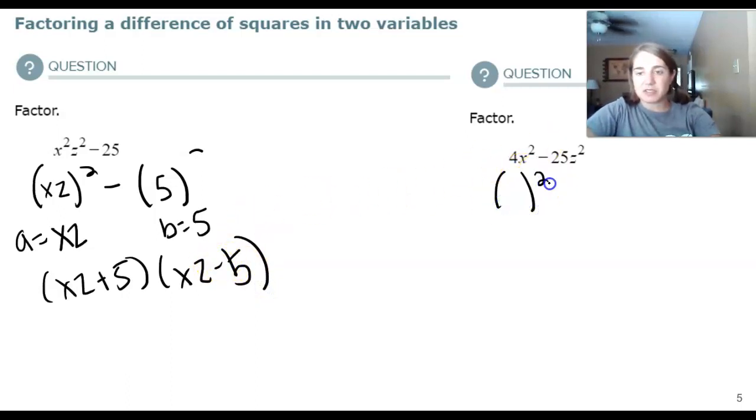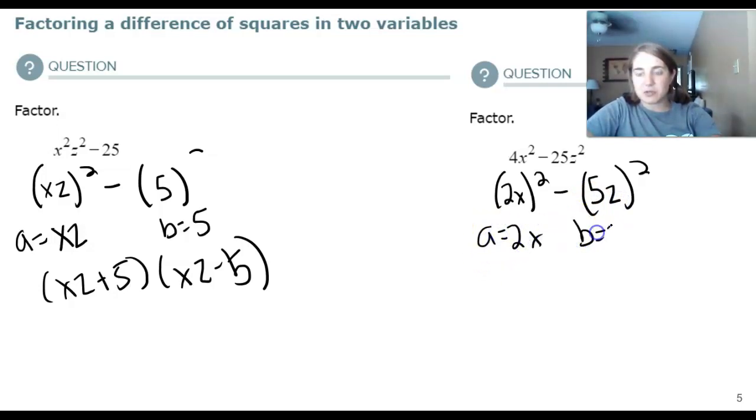Here we do something squared minus something squared. Go ahead, pause your screen, do this one on your own. So this is 2x, 5z. So a equals 2x, b equals 5z. A plus b, a minus b.